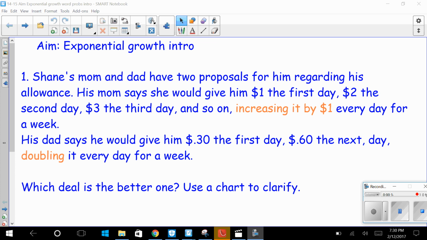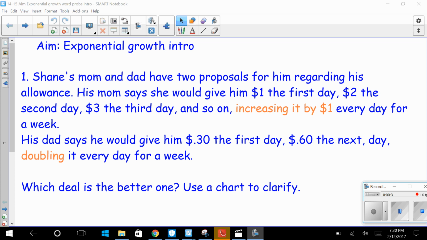Okay, number one, Shane's mom and dad have two proposals for him regarding his allowance. His mom says she would give him $1 the first day, $2 the second day, $3 the third day, and so on, increasing it by $1 every day for a week. His dad says he would give him 30 cents the first day, 60 cents the next day, doubling it every day for a week. Which deal is the better one? Use a chart to clarify.